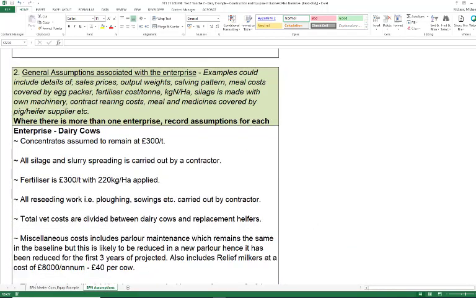Then we have general assumptions associated with the enterprise. Examples include sale prices, output weights, calving pattern, meal costs covered by the egg packer, fertilizer cost per tonne, and so different rates within there. And if silage is made with own machinery, contract rearing costs, meal, medicines covered by pig heifer supply, etc. Where there's more than one enterprise, record the assumptions for each.